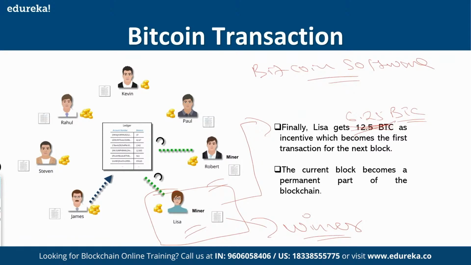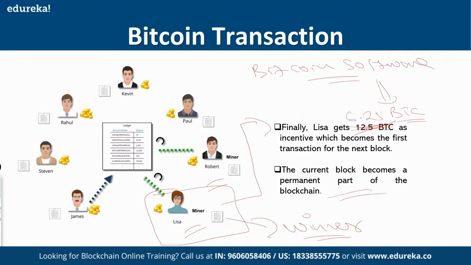From the Bitcoin software you will be getting it, not another person will be giving you, neither Robert nor James nor Kevin, nobody is going to give you. You will get this money directly from your Bitcoin software for doing all your efforts. So 6.25 bitcoins, not 12.5. As of now it is 6.25 bitcoins, which will be provided to Lisa because she is the winner. Just an assumption.